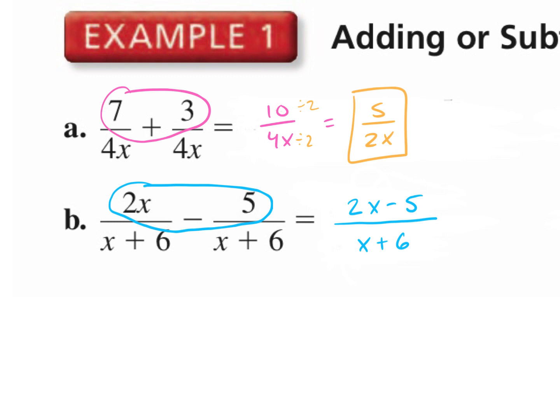Could I simplify this? Can I factor the top? No. So we just leave it. Simplify if you can. So if you have a GCF that you can factor out on top, or if the top factors, you would want to factor it and see if you get anything to cancel out, just like we did in the last section. But here it doesn't factor. All right, let's do a couple more.